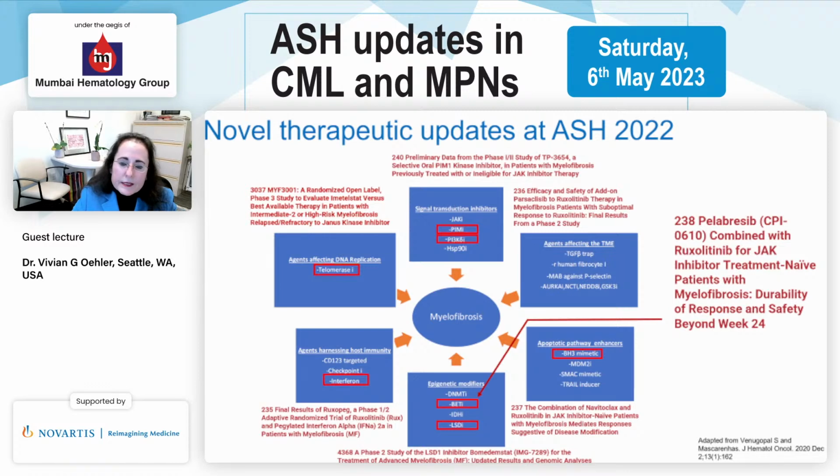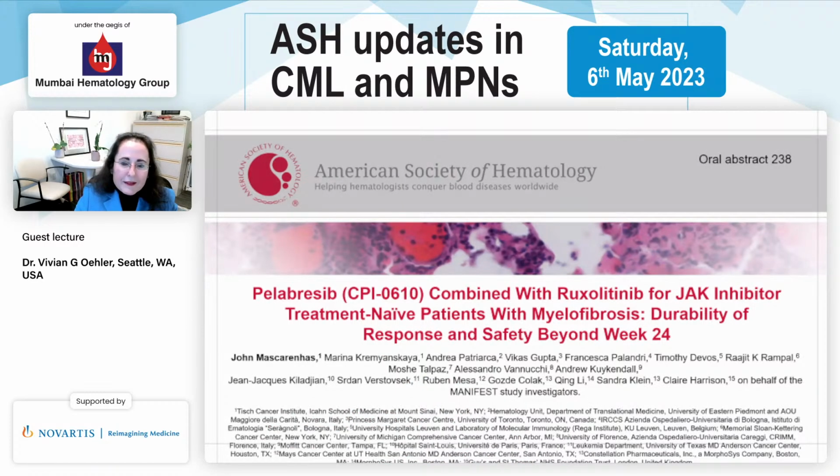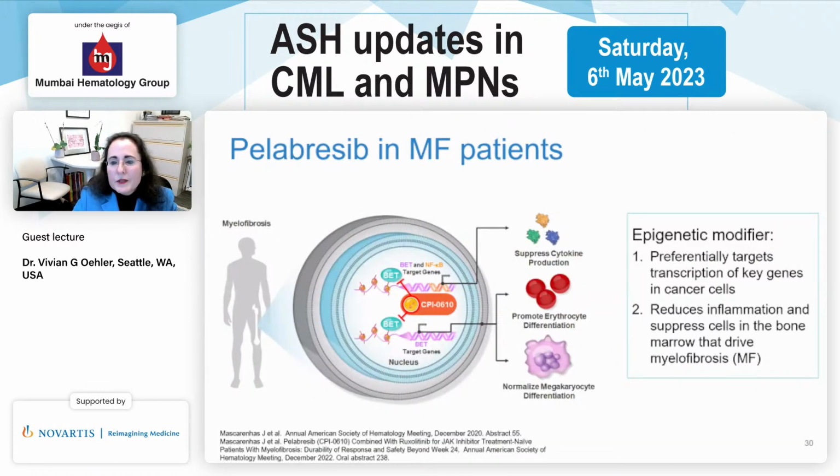I think this is a really exciting time in the myelofibrosis field, but I only have time for one update, and so I've decided to present data by Dr. Mascarenhas on pelabresib combined with ruxolitinib in treatment-naive myelofibrosis. So BET inhibitors are epigenetic inhibitors, and they work through multiple mechanisms. They target transcription of key genes that ultimately contribute to cytokine suppression, and this in turn leads to improvement in patient symptoms and also reduces inflammation that leads to myelofibrosis.